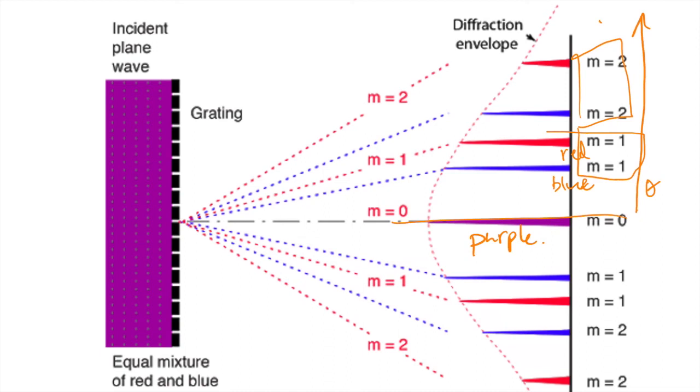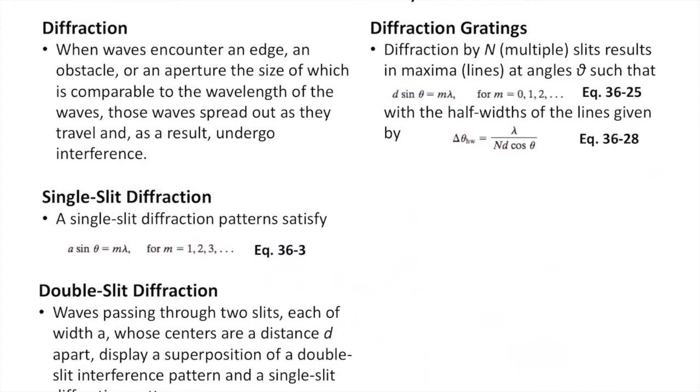But if n is large, then these peaks will be narrow enough that you'll actually be able to see them between each other. If n is too small, then your red and your blue will overlap, and then you'll get purple. That's also one of the reasons why diffraction gratings usually have n in the thousands, if not millions. They're usually very large. So that's another interesting application of the diffraction grating.